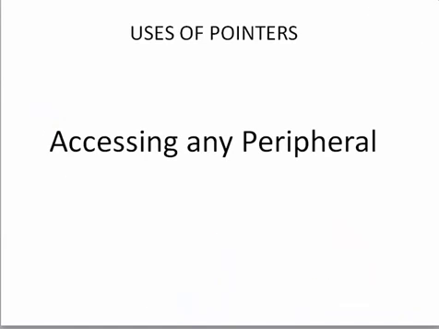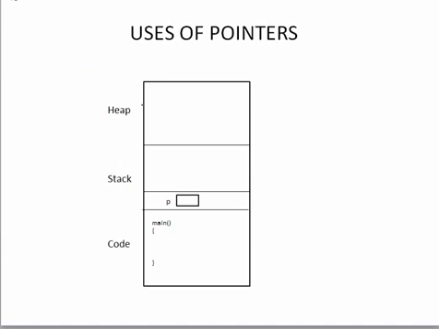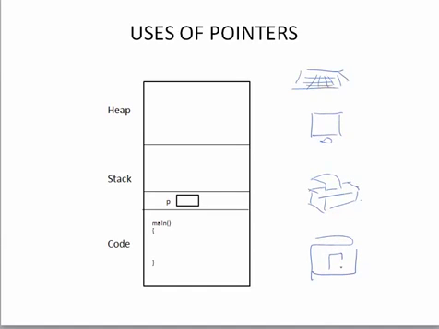Next, accessing peripherals. If a program wants to read data from the keyboard, or write any output on the monitor, or write anything on the printer, or access a file on a disk, for any of these operations, we require a pointer. So for all these operations we require a pointer.